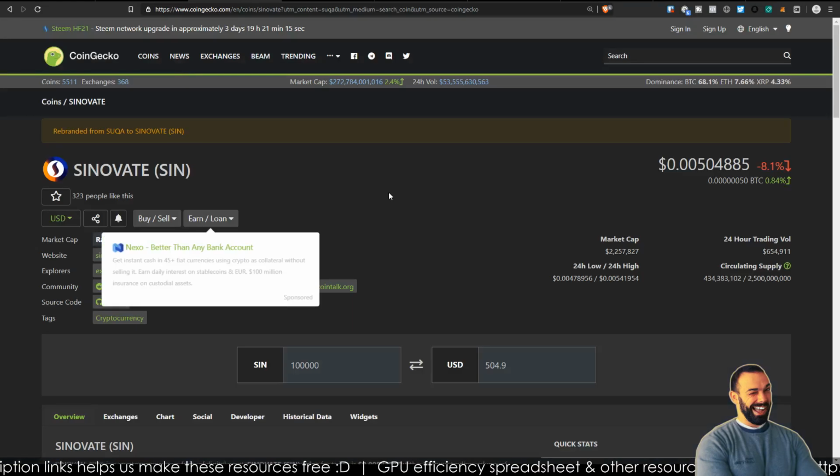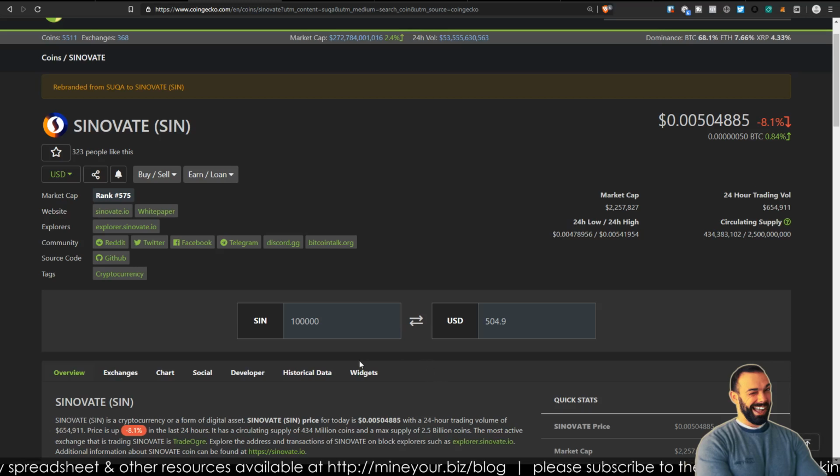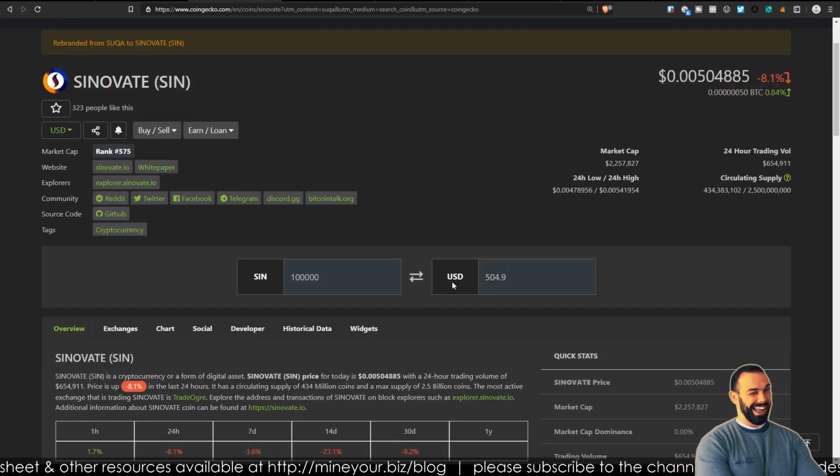Let's look at SINOVATE on CoinGecko. Today, it's down 8%. So, oh, bummer. That is a bummer. There you go. Things can really change. It can change very, very fast. And if you have enough collateral for that initial masternode, right? So that little infinity node, it's just about $500 USD.